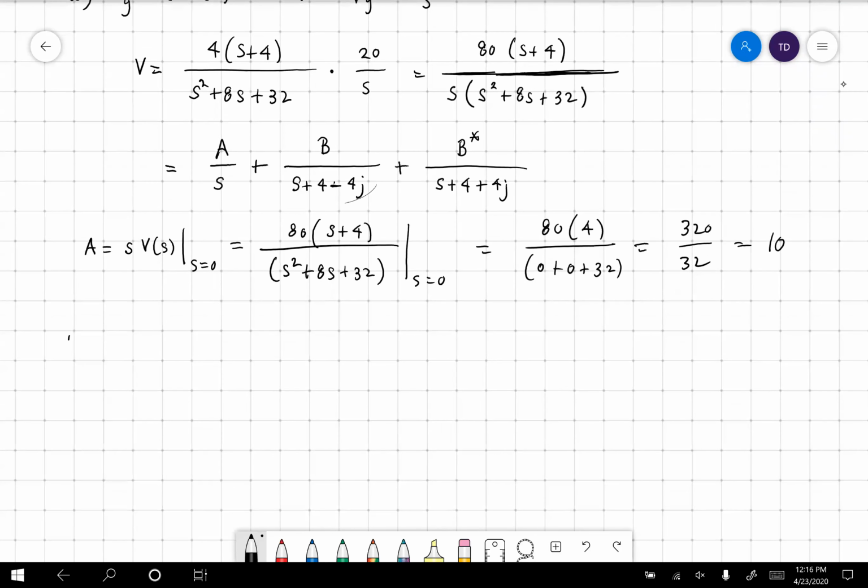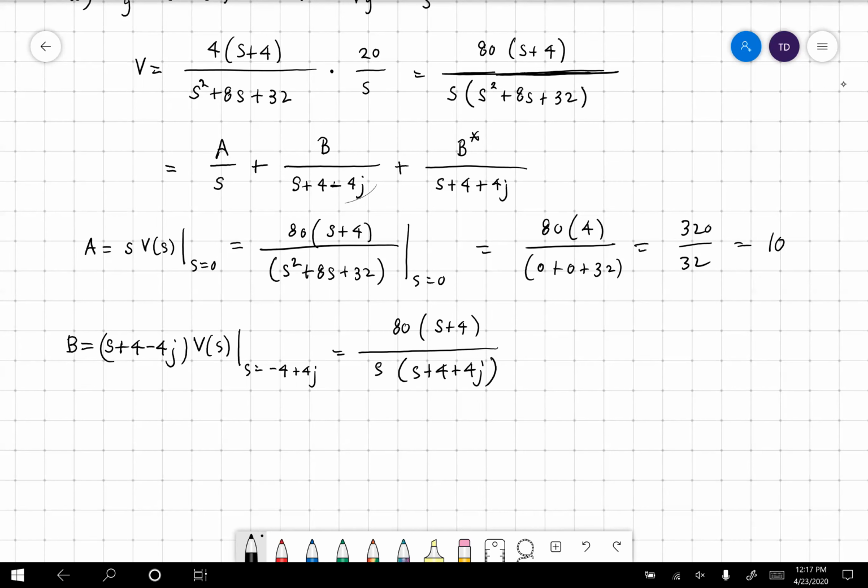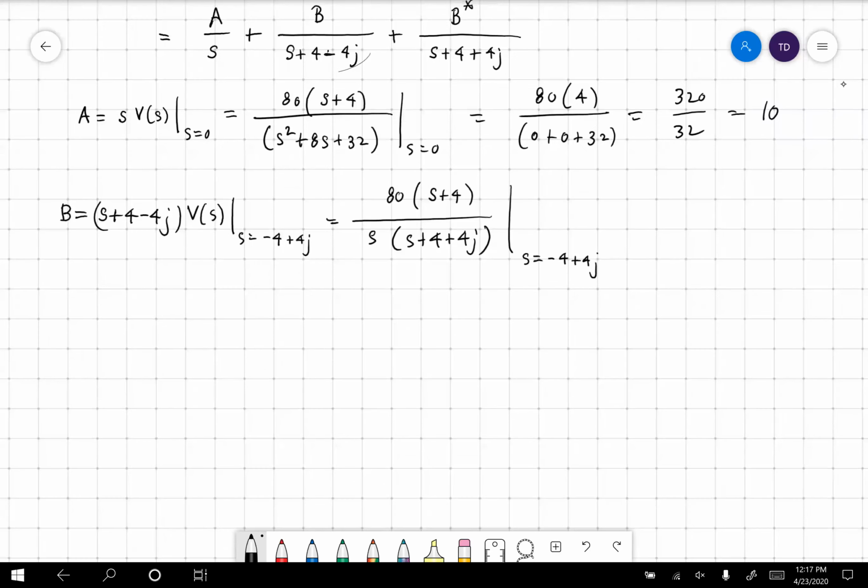Now let's find B. B is equal to S plus 4 minus 4J, all times V of S, all evaluated when S is equal to minus 4 plus 4J. All right, the math is uglier, I get it. So this is going to be 80 times S plus 4 divided by S times S plus 4 plus 4J, just what's left for the factors in the denominator after I multiply out the S plus 4 minus 4J, and then all of that is evaluated when S is equal to minus 4 plus 4J. Let's see what we get here.